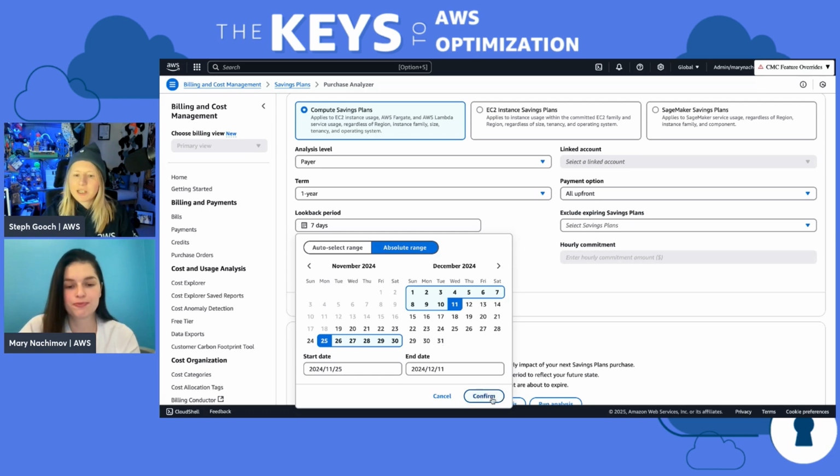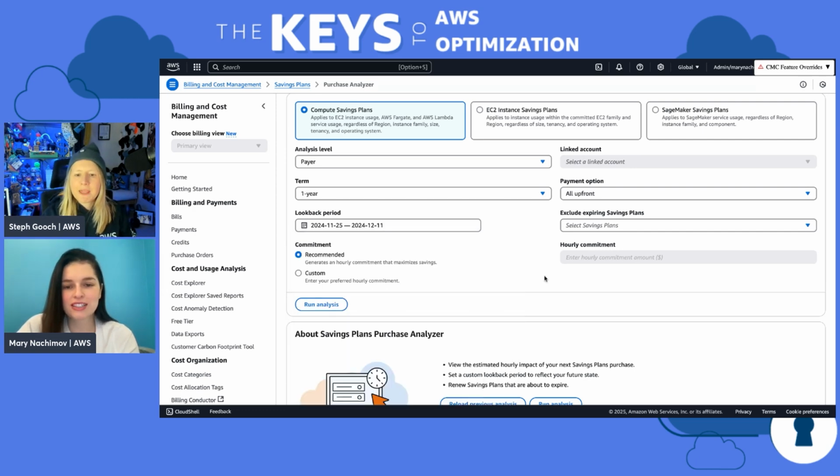Good tip, especially if you've got any kind of scheduling going on or people aren't using a site or anything. Nice. So I'll confirm this. We also have exclude expired savings plans, but I'll get to this next. So, jumping ahead, let's do the basic one.